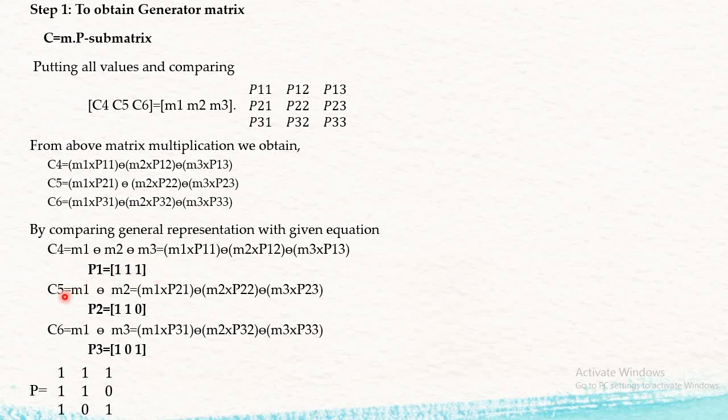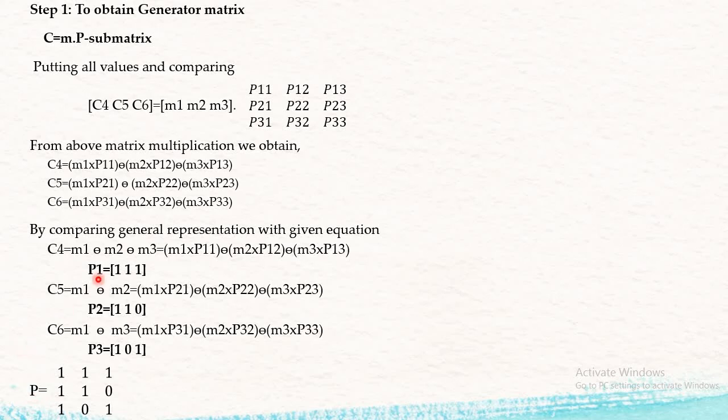Similarly, we are repeating for C5. C5 is equal to M1 XOR M2. So which two values are going to be high? M1 is high and M2 is high, means P21 is high and P22 is also high. So that is represented by 1 1, and the M3 value is not there, means P23 is 0. In this way we find the second row, and we repeat the same for the third, and this comes out to be my complete P submatrix.